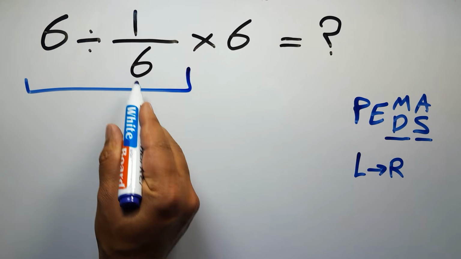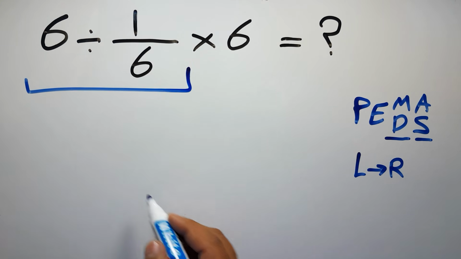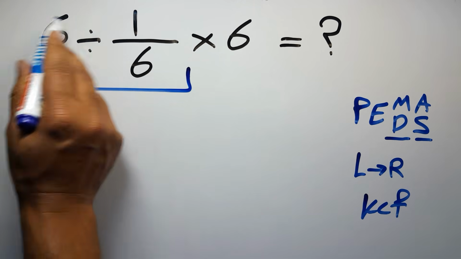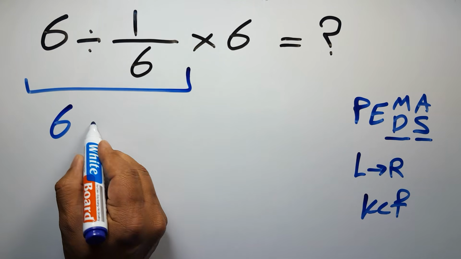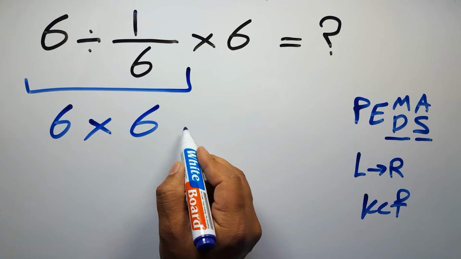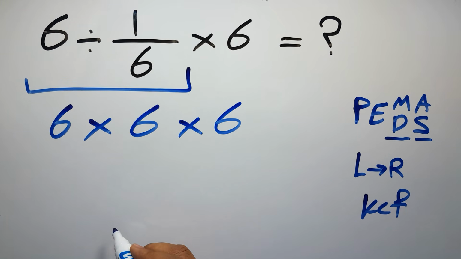6 divided by 1 over 6. According to the KCF rule, K stands for keep, C stands for change, and F stands for flip. We can write: keep the first fraction, change division to multiplication, and flip the second fraction. And here we have times 6.